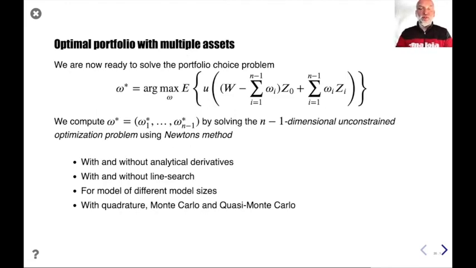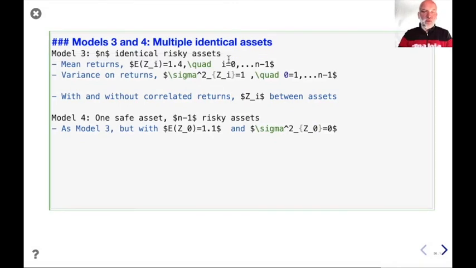So now we're searching for a whole vector of choices, and we can't draw that on a graph. Well, we could do a 3D graph in a two-dimensional case, but we're just going to go head on with Newton. So we're going to analyze the problem with and without analytical derivatives, with and without line search, for different model sizes, with quadrature, Monte Carlo, quasi Monte Carlo. Trying to do a little bit of variations over our themes.